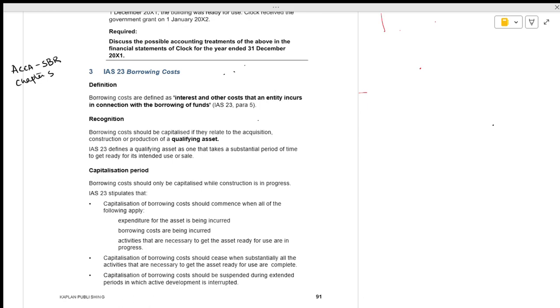Chapter 5. We are continuing this chapter 5. Non-current assets. Till the last session we have covered IAS 16 and IAS 20. Now we are continuing with IAS 23, borrowing costs.